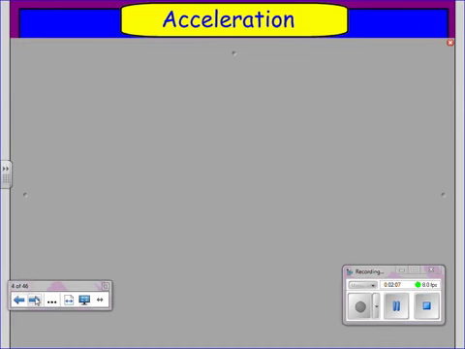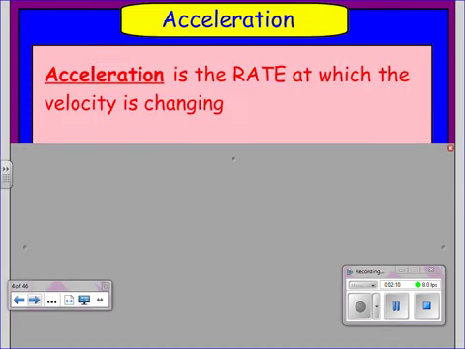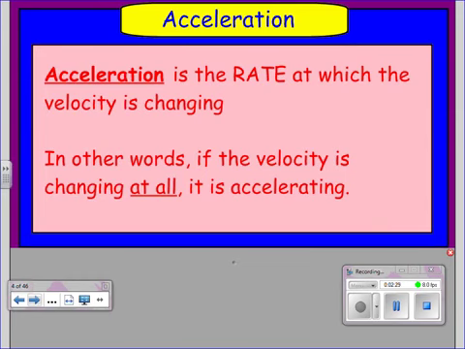Now, we talked about how the change in velocity is known as acceleration. Acceleration is simply the rate at which velocity is changing. Compare this to the definition for velocity. In Unit 2, we learned that velocity is the rate at which position is changing. So acceleration is just looking at how velocity is changing with respect to time. Another way of thinking about it is that if velocity is changing at all, it is accelerating.